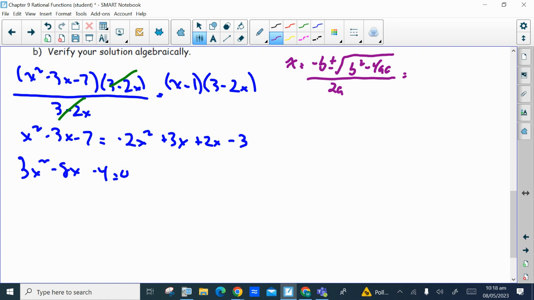So remember, the coefficients of the x squared, the x, and the constant term are where those values of a, b, and c come from. B is negative 8, so negative b will be positive 8 plus or minus the root of negative 8 squared, which is 64, minus 4 times a, which is 3, times c, which is negative 4, all over 2a. 2 times 3 is 6.